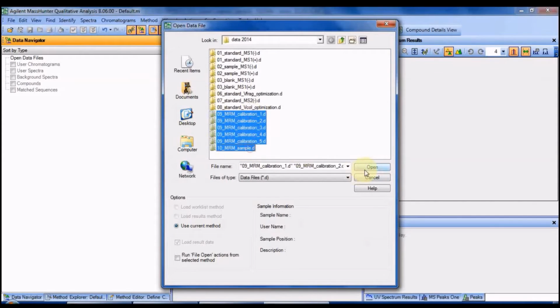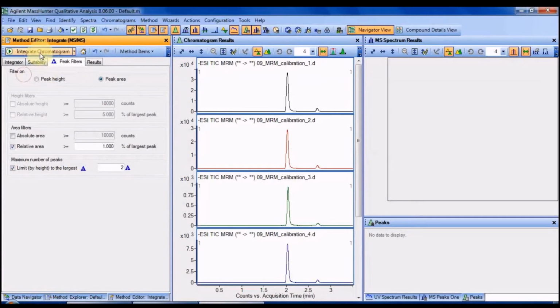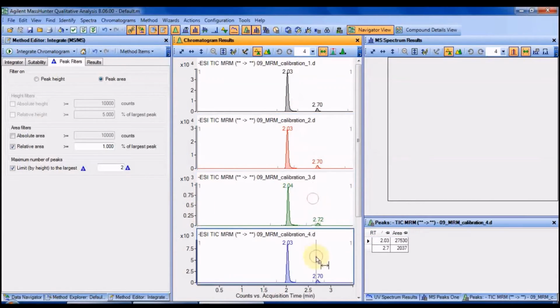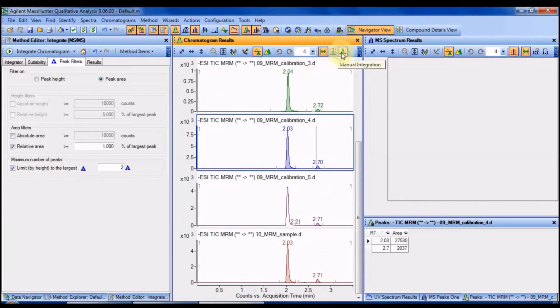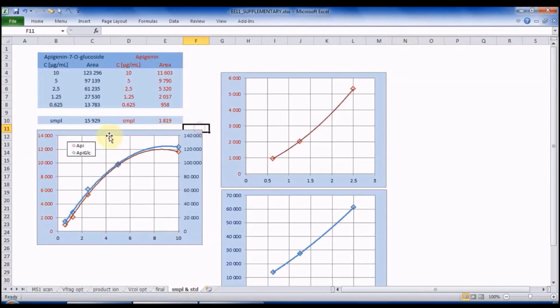So we will read our data files, integrate them, read the areas of all the peaks, and prepare a calibration curve.